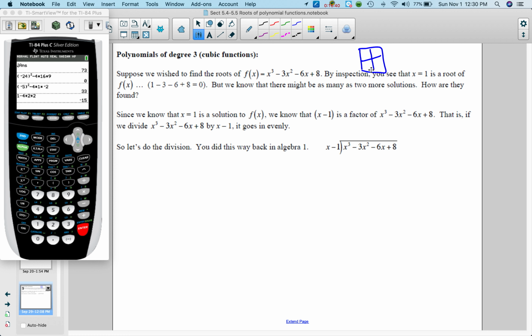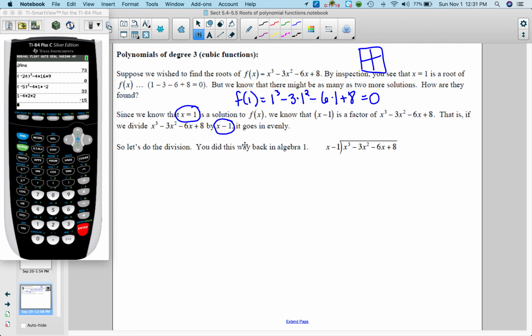We need a method. So right now, they're going to start off by telling you the first solution. Suppose we know that x equals 1 is a solution. Remember, one of the ways you can do that is to evaluate f of 1: you get 1 cubed minus 3 times 1 squared minus 6 times 1 plus 8, which is what they did right here. And you get 0. Because f of 1 is 0, that means 1 is a root, which means x minus 1 is a factor.